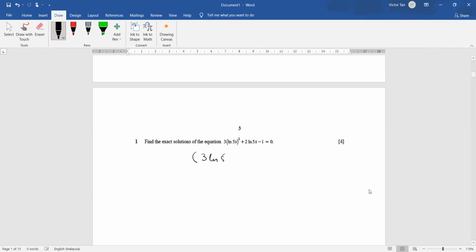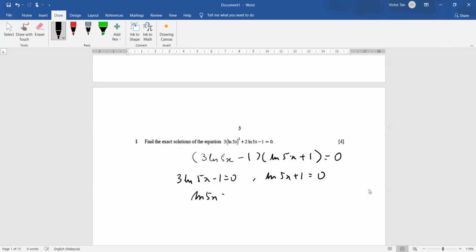3 ln 5x, ln 5x, plus 1, minus 1, 0. So you have 3 ln 5x minus 1 equals 0, or ln 5x plus 1 equals 0. So you have ln 5x equals 1 over 3, or ln 5x equals minus 1.